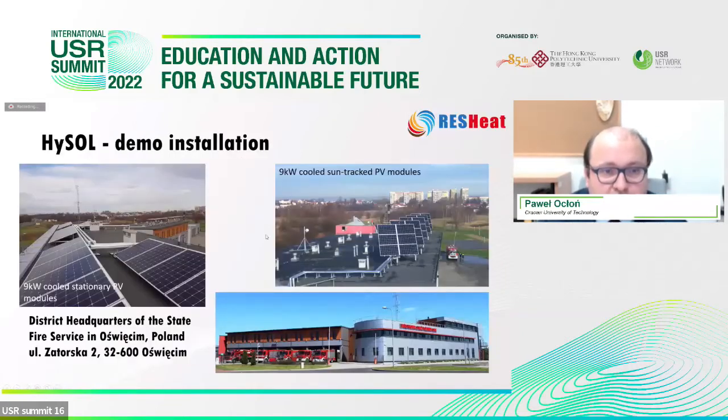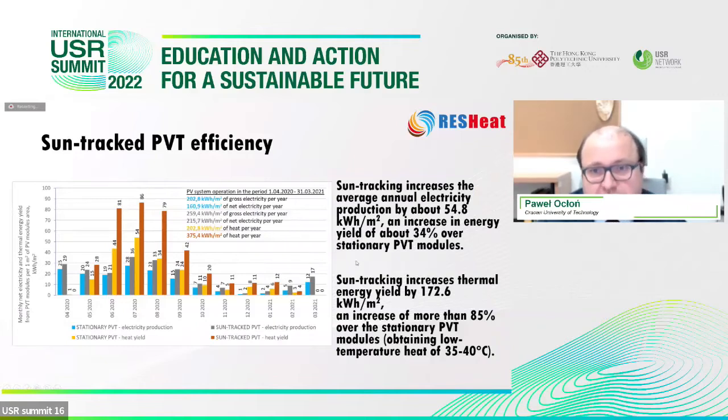So here we have the view of this demo site. Here we have SunTrack solar PVT panels and stationary PVT panels with the same net electrical power output, 9 kilowatts. Here is the building. And from the measurements, we can see that sun tracking allows us to get 34% more electrical energy than stationary PVT modules. Also, the thermal energy yield is increased by 85% compared to the stationary PVT modules by this sun tracking. And we have quite a lot of low temperature heat, 35-40 centigrade.